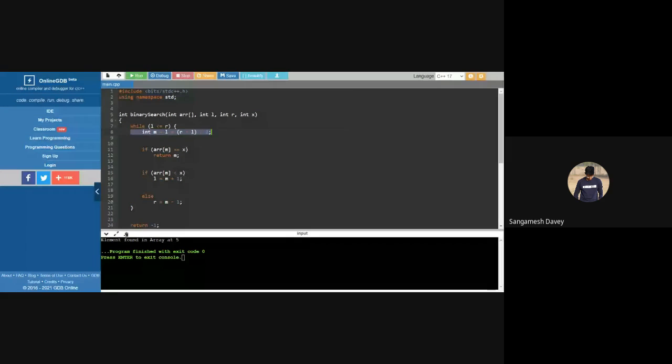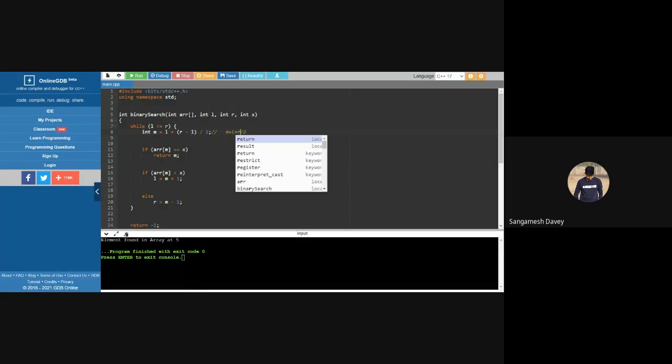Now here is where I want to ask you the question. Why can't I simply do middle equal to left plus right by 2? I mean, that's how you calculate middle, right? That's how you calculate the middlemost element, middlemost index. Why am I doing L plus R minus L by 2?